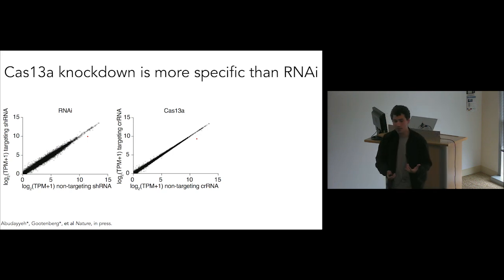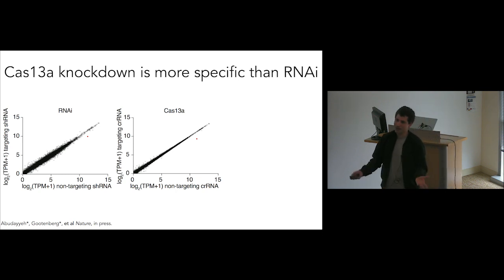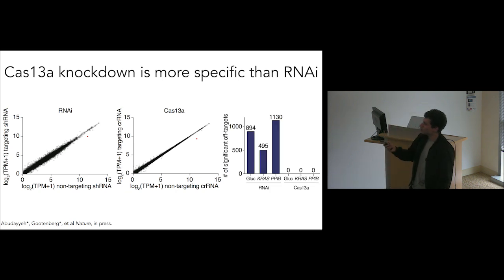So if we repeat this experiment with Cas13, you can see that it's much, much tighter. We don't see these off-targets lying off the axis. We do see this reduction of this red point, and that's our targeted luciferase, but there's not much else there. So our reviewers demanded that we do some math. If you'd like to quantify this, you can actually do differential gene expression.